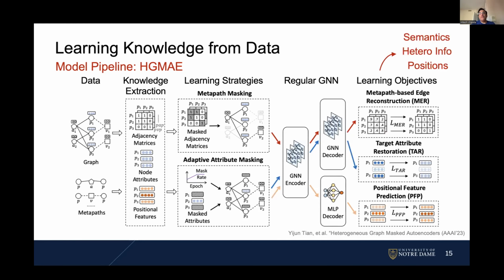And then what one can do is that once we have this, so this goes as part of the encoding layer, and then we decode it using an MLP, and then as well as for the positional feature prediction, or just as a graph neural network. And those are the learning objectives that we set as part of this work.